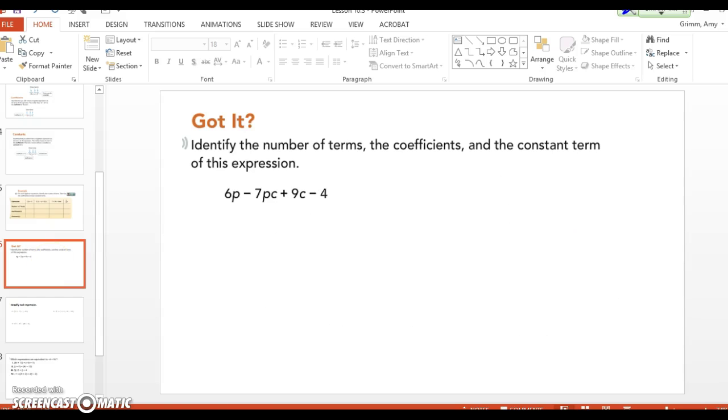So based on that, go ahead and answer that question, and we'll be done with vocabulary. So 4 terms. Coefficients would be what? Carter? 6, 7, and 9. And our constant, Samantha? 4.